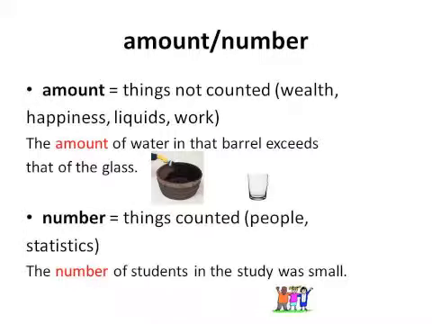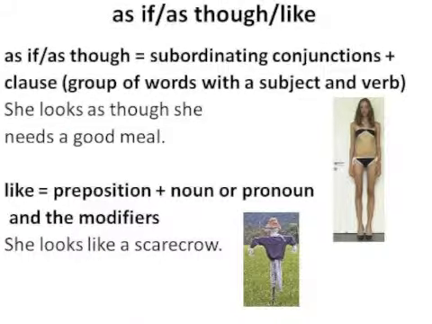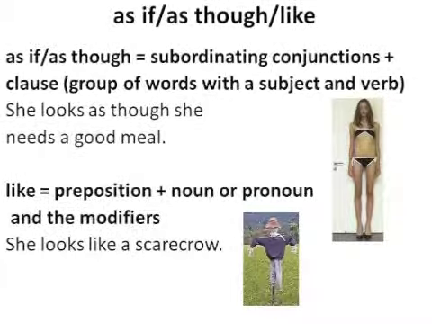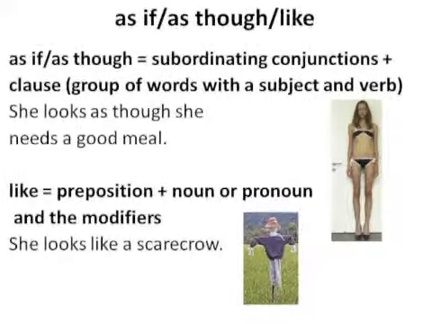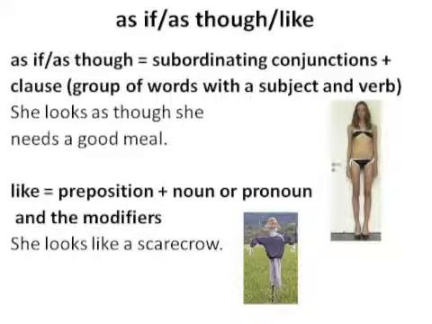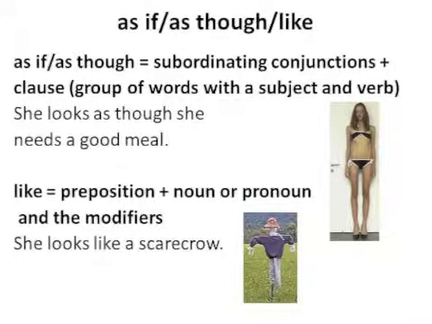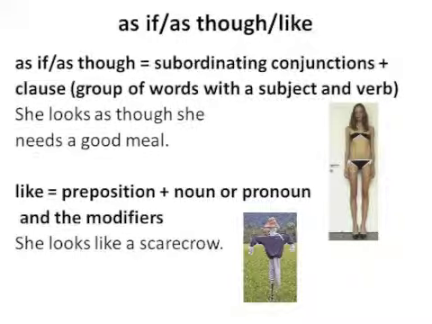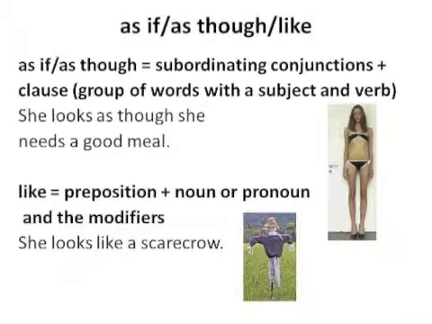If you are talking about quantity or amount, you cannot count something. If you can count it, you are talking about number. Many people have trouble with as if or as though and like. Make sure that you use as if or as though when you have a clause following it. Like is a preposition and has a noun or pronoun and its modifiers following it. She looks like a scarecrow is different from she looks as though she is a scarecrow.